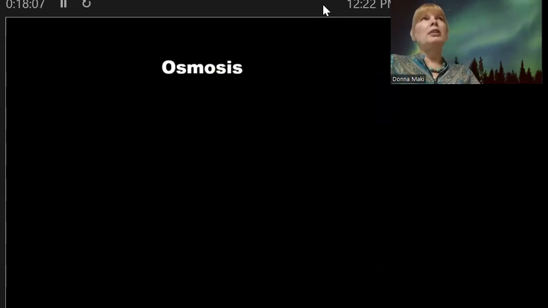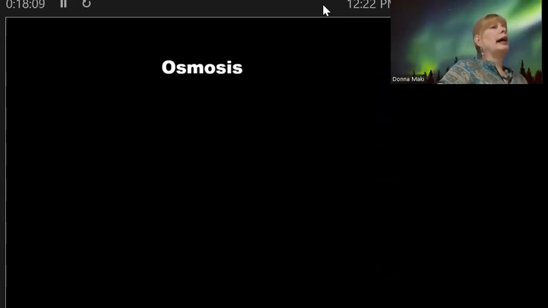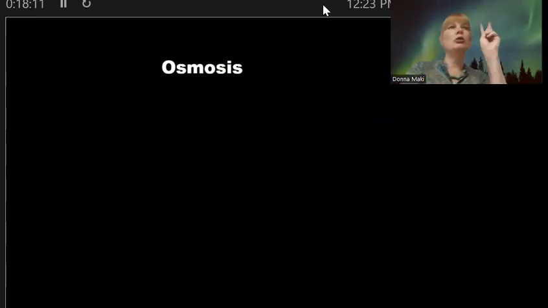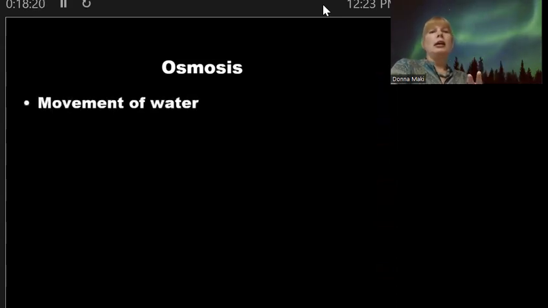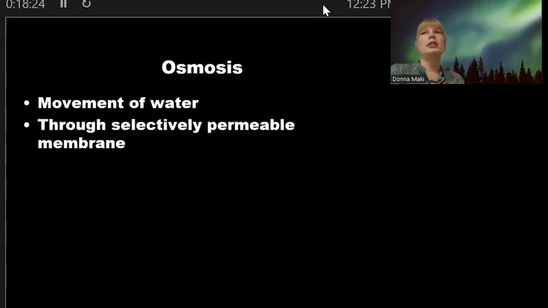Okay, so when we talk about the movement of water, you have to think about osmosis. And I like to break osmosis up into a two-part definition. Both of those have to be met in order to talk about osmosis. Movement of water. The second part of the definition is through a selectively permeable membrane. If you don't have both of those conditions, you don't have osmosis.